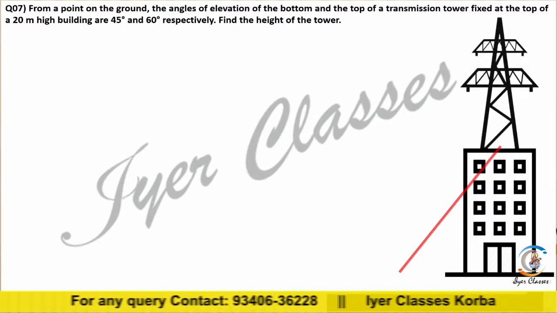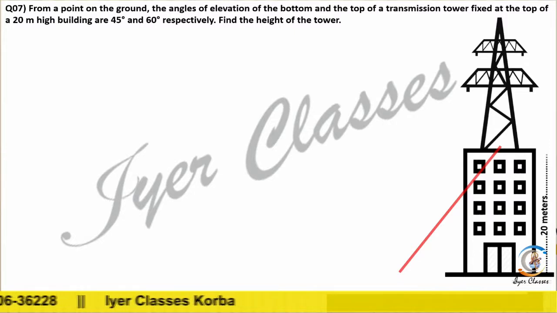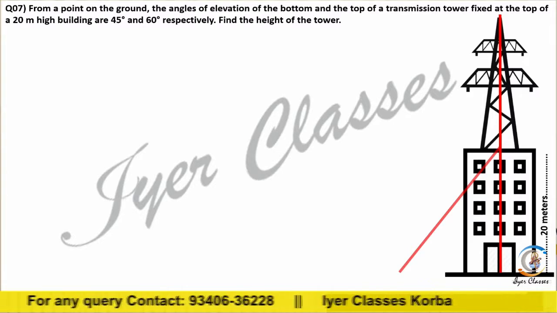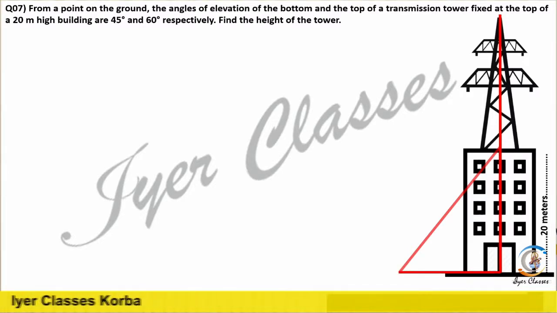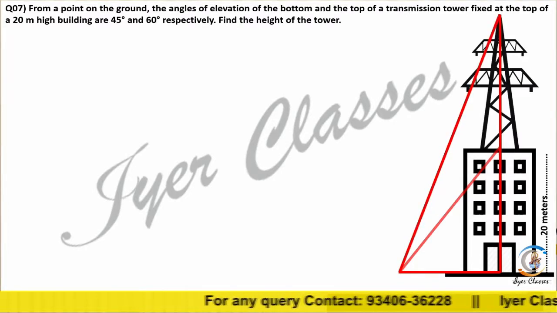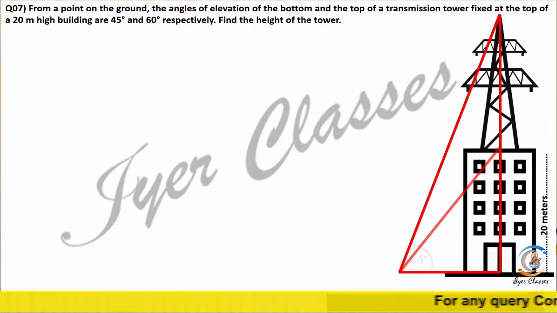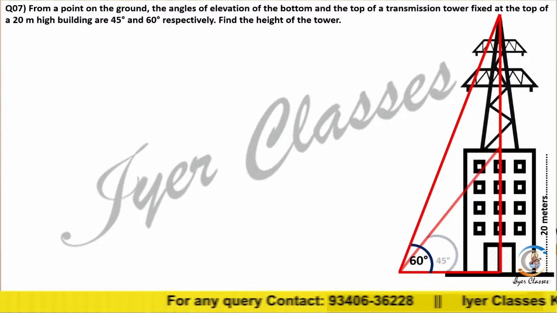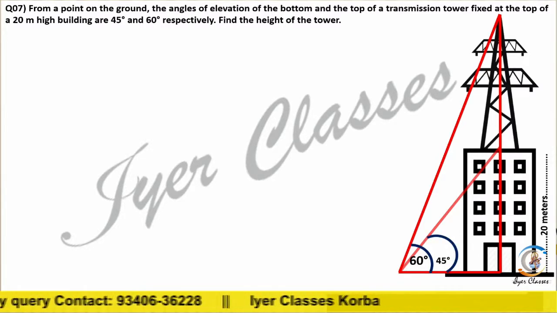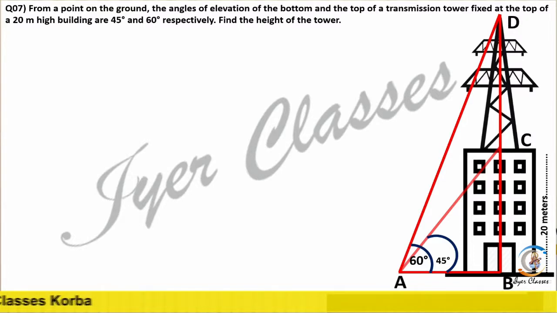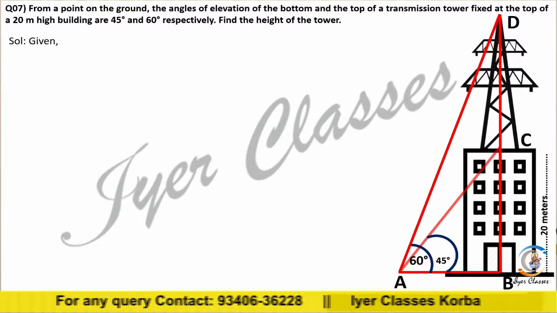You can see a TV tower. It is on the top of a building 20 meters high, and from the point which is on the ground, the bottom and the top of the tower are at angles of elevation of 45 degrees and 60 degrees. That means when you look at the bottom of the transmission tower, the angle of elevation is 45 degrees, and if you look at the top of the tower, it is equal to 60 degrees. You are supposed to find out the height of the tower. So we are going to find the right angle triangles, use trigonometry and get the answer. Right, now what is given to you?